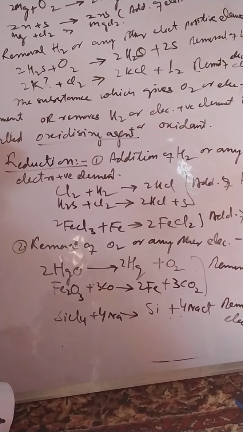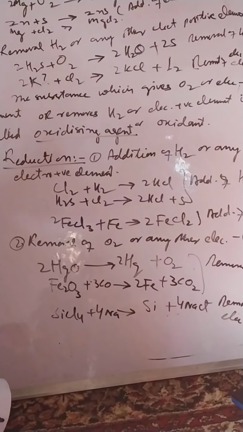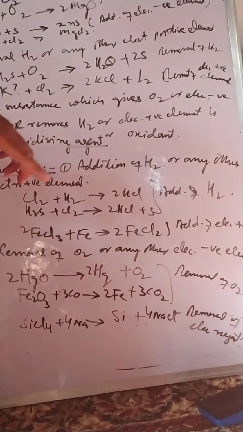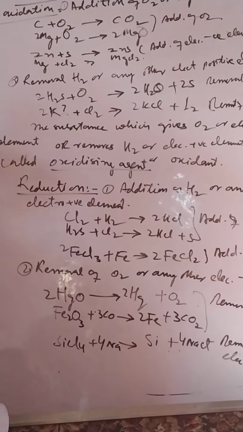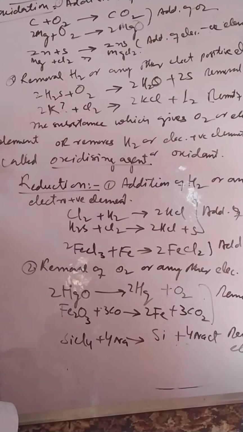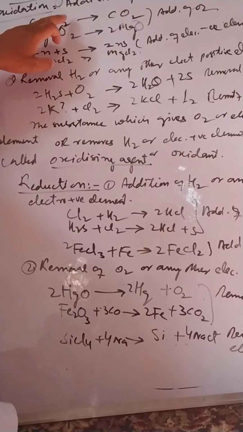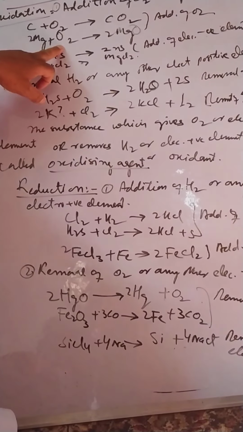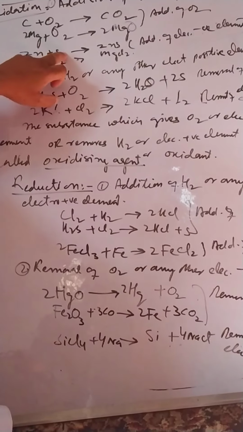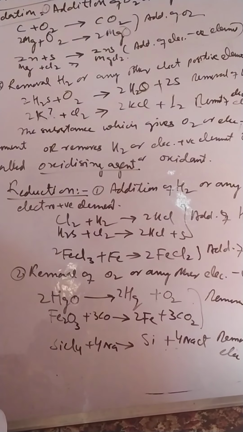Then we have another related term here, that is oxidizing agent or oxidant, a substance which is used to add oxygen. A substance which gives oxygen or an electronegative element to another element is called an oxidizing agent. Similarly, any substance which removes hydrogen or an electropositive element is called an oxidizing agent. In this case here, oxygen is itself added, so oxygen is the oxidizing agent. In this reaction of magnesium oxide, oxygen is added directly to magnesium, so oxygen is the oxidizing agent. Here sulfur is added, sulfur is the oxidizing agent. Here chlorine is the oxidizing agent because it is added.